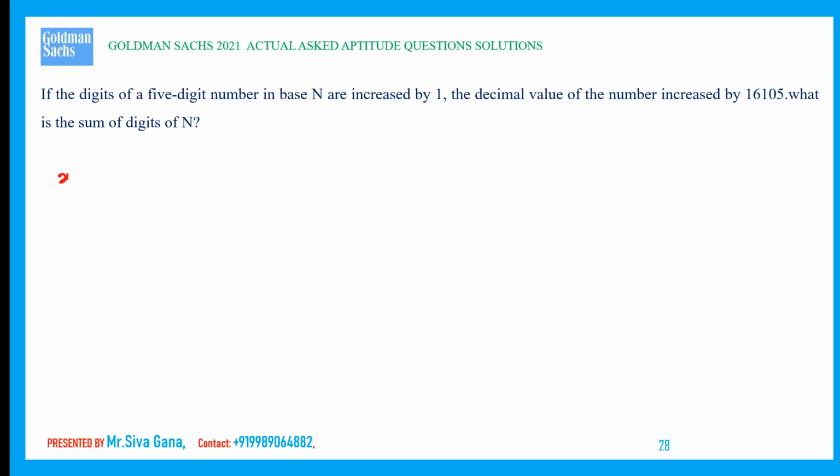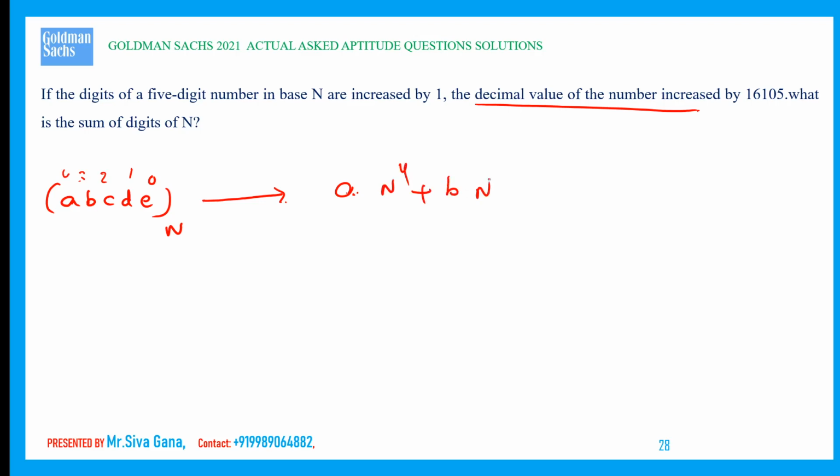It's a 5-digit number. Let us say A, B, C, D, E, and its base is n, right? First of all, I'm going to convert this number into decimal, right? The conversion of a base into decimal, you know the process. So A into power 0, power 1, power 2, power 3, power 4, that is n power 4, plus B into n cube, C into n square, plus D into n power 1, plus E. This is the decimal number.